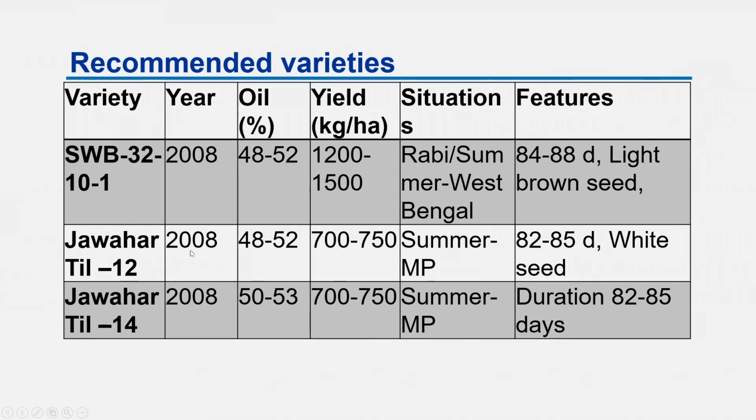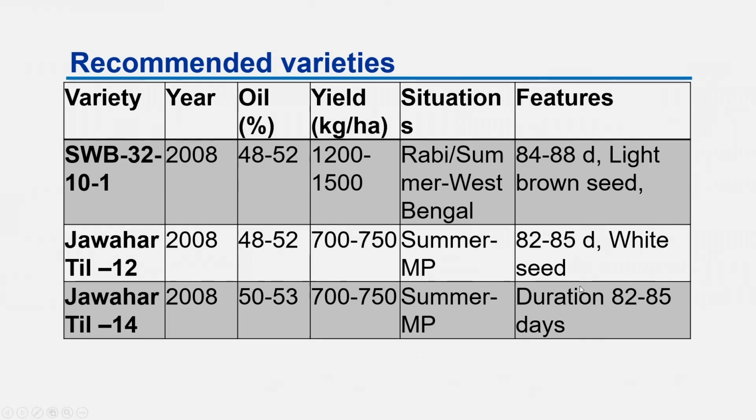Next important variety is Jawahar Til 12, released in 2008. Oil content is 48 to 52% and yield is 700 to 750 kilogram per hectare, and the situation is summer conditions of Madhya Pradesh. It matures in 82 to 85 days and seed color is white. Next important variety is Jawahar Til 14, released in 2008. Oil content is 50 to 53%. Yield is 700 to 750 kilogram per hectare and it is recommended for summer season in Madhya Pradesh.